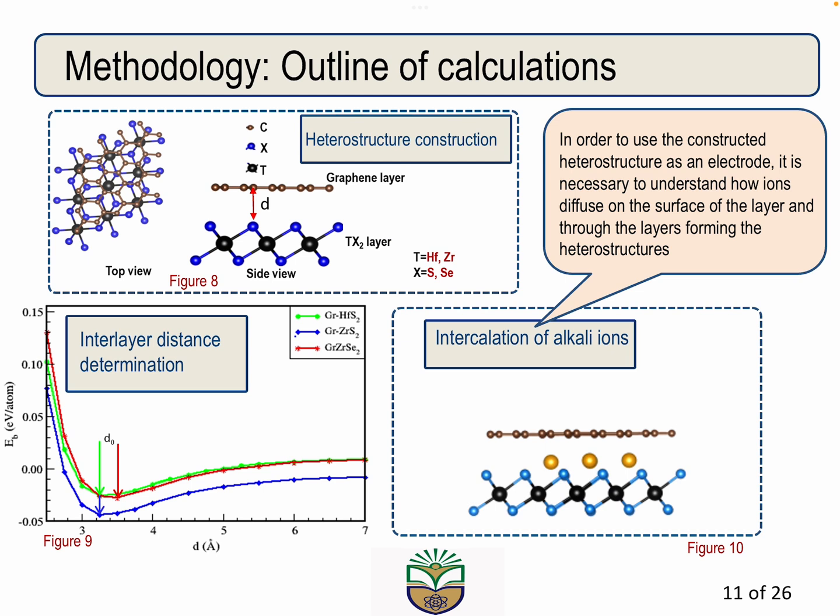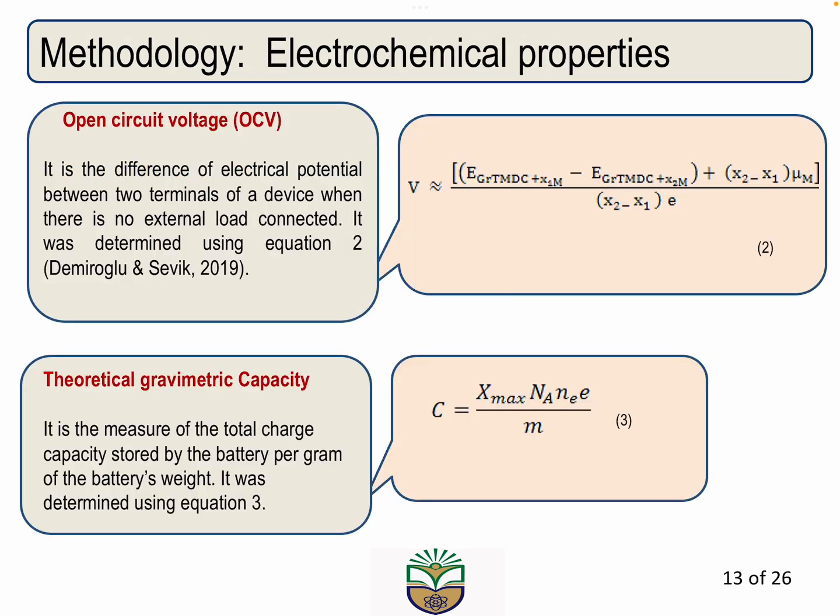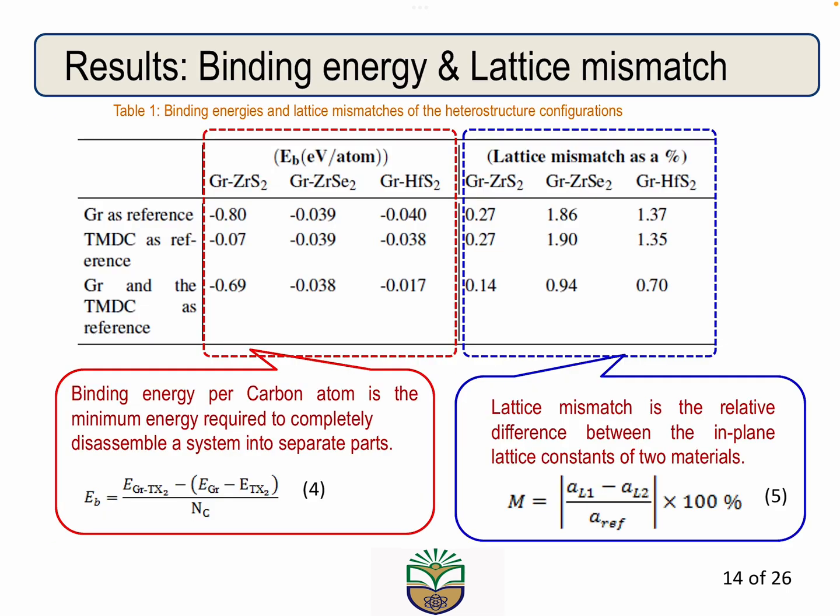So we formed our heterostructure by placing a graphene layer on our TMDC, after which we intercalated it with ions. After that, we also conducted nudged elastic band calculations in order to study how ions diffuse through the system. To study the electrochemical properties, we studied the open circuit voltage and the theoretical gravimetric capacity of the systems, and these were described using equations 2 and 3 as shown on the screen.